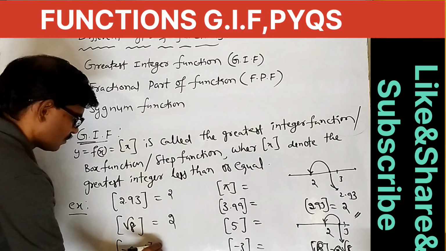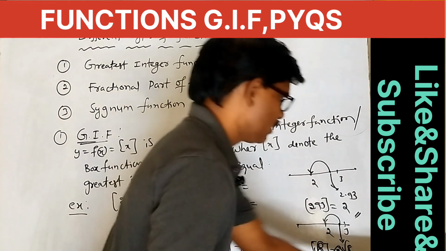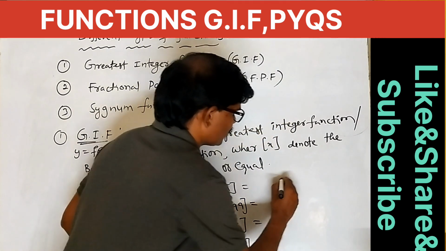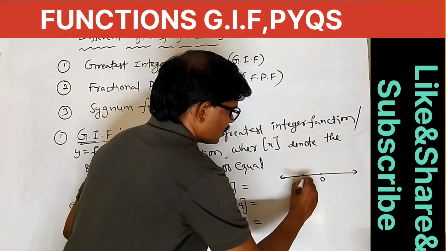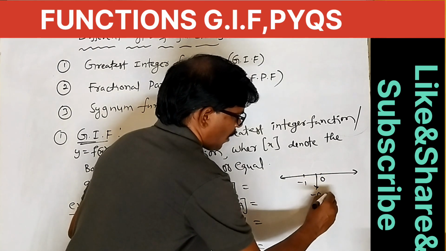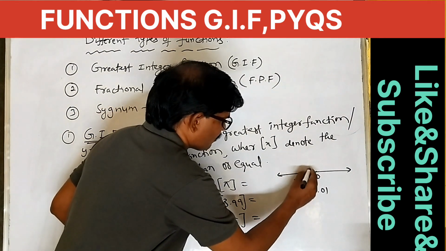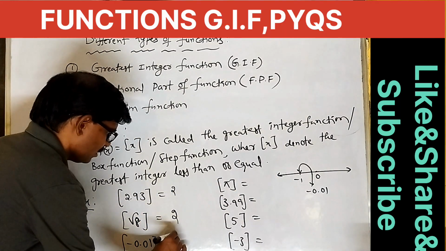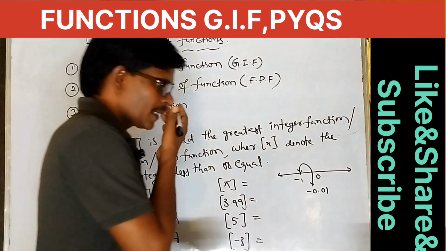Next, minus 0.01. Where is minus 0.01? On the number line, this is 0 and this is minus 1. Here is minus 0.01. What is the left side value? The left side value is the greatest integer, which means minus 1. Minus 1 is the greatest integer.